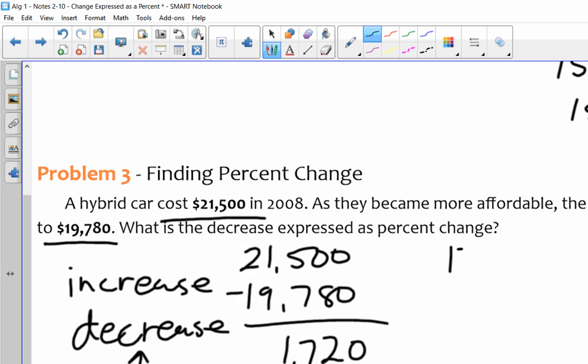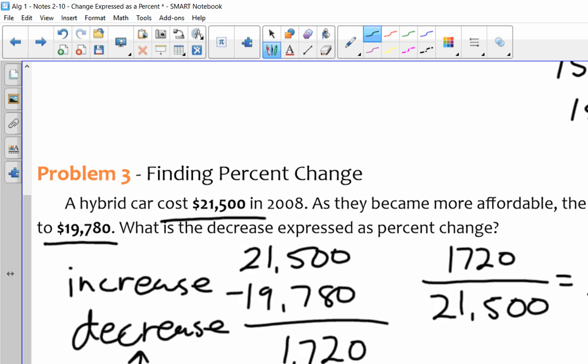So I'm going to take that now and divide it by where I started. I started with prices in 2008 being that. Remember how to put this into your calculator and get a decimal for it. I get 0.08. In your calculator, you can multiply that by 100, or just move that over to the right two places, and I get an actual whole number percent. So I'm done.